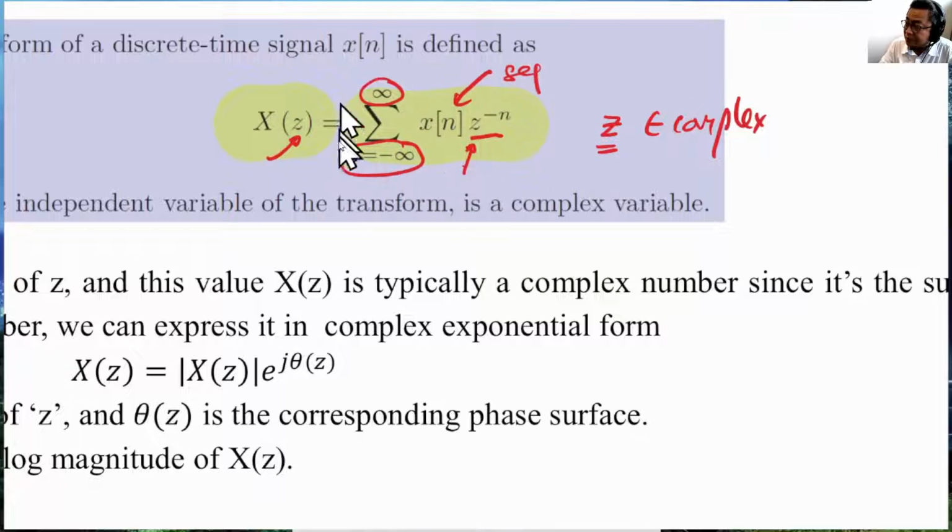If this series converges, then we have x of z at that particular z. If this series does not converge, then x of z is not defined at that point.